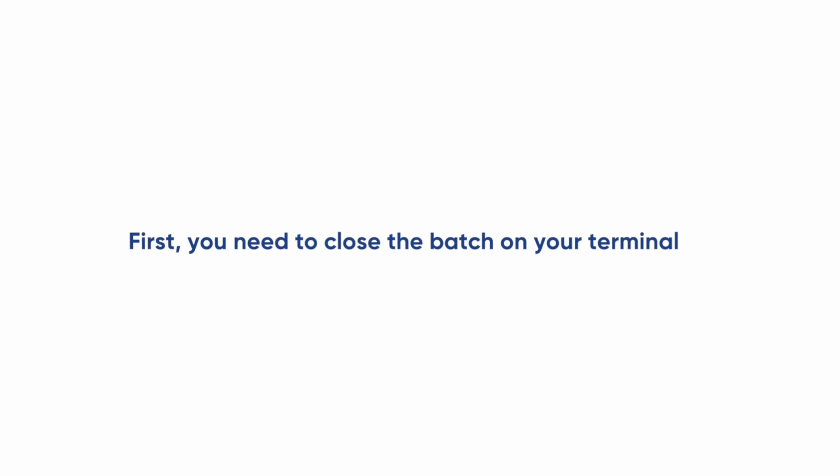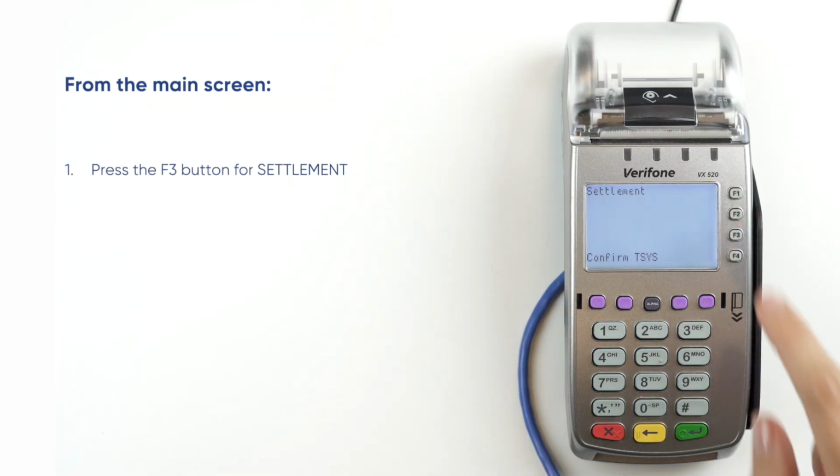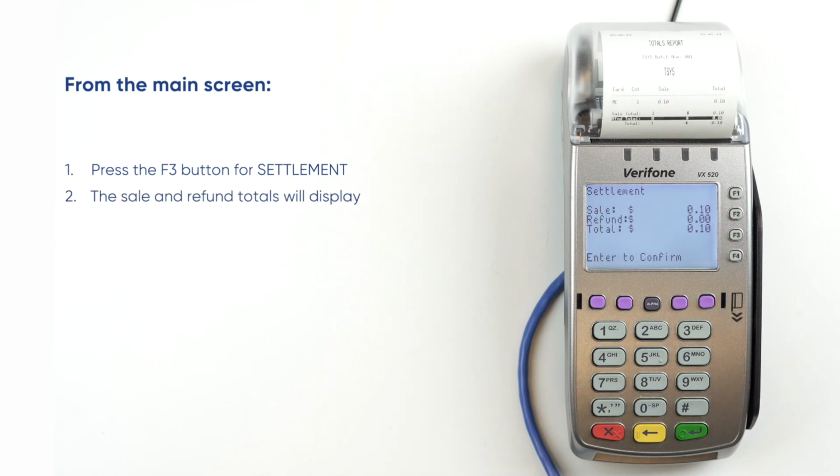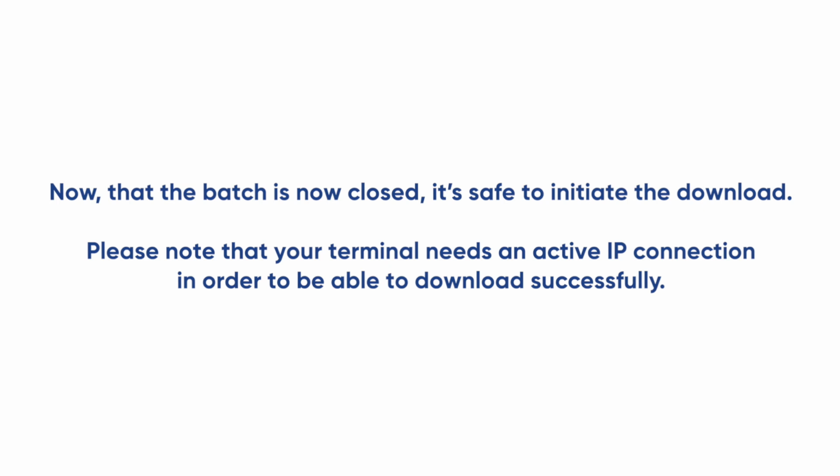First, you need to close the batch on your terminal. From the main payment screen, press the F3 button for settlement. The sale and refund totals will display. Press the green Enter button to confirm. The terminal will dial out and close the batch. Now that the batch is closed, it's safe to initiate the download.